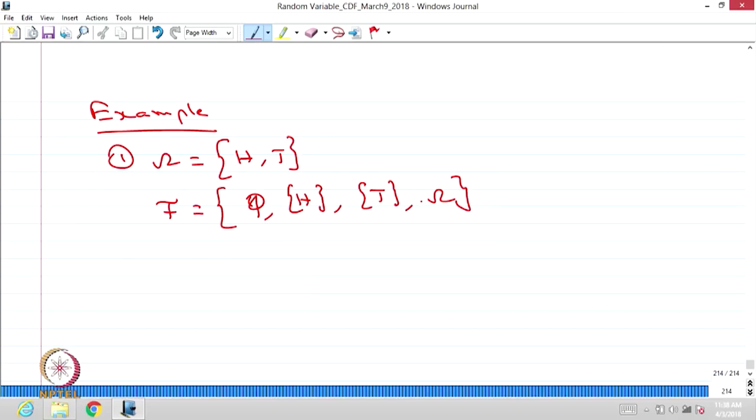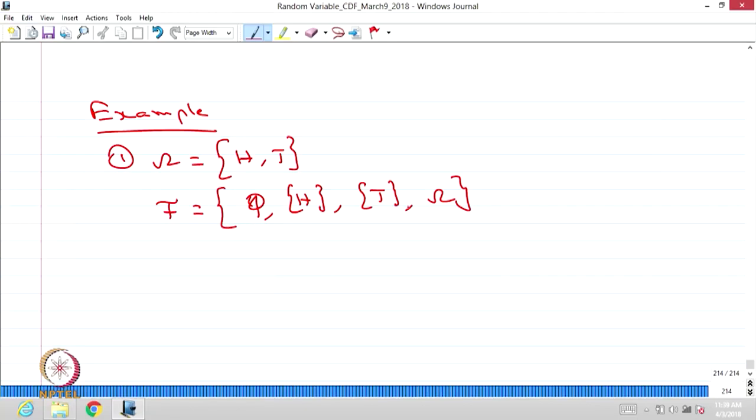Second condition: if I take any one element, the complement is also belonging to F. So if I take the empty set, the complement is omega, that's also belonging. And H complement is tail, that's also belonging to F. And tail complement is H, that's also belonging to F. Omega complement is the empty set, that's also belonging to F.